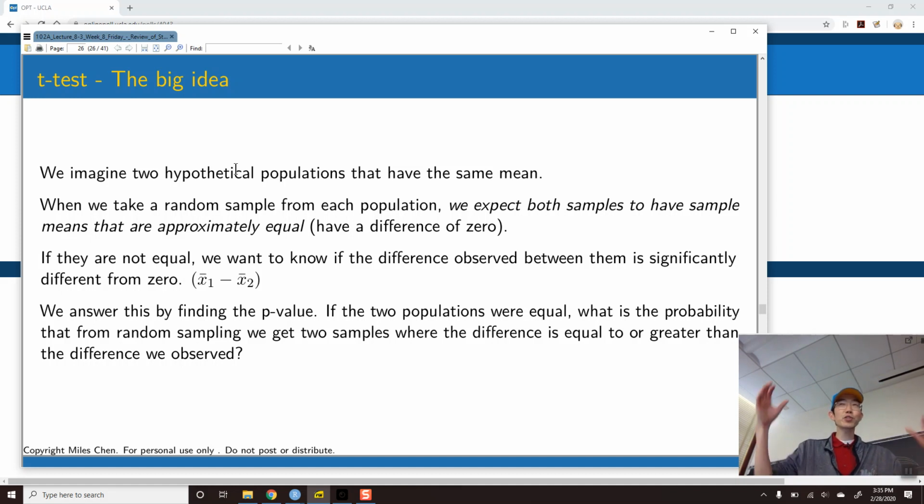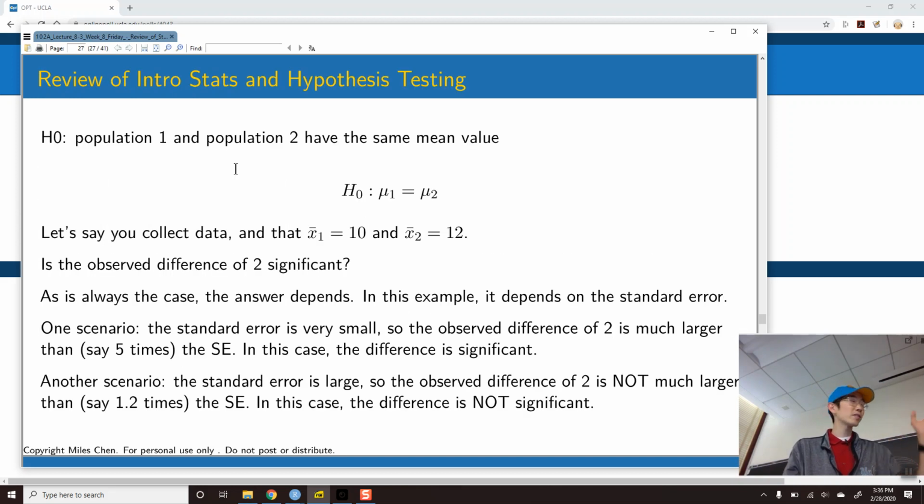If the two populations truly were equal, then what's the probability that this random sample and this random sample have a difference of whatever we observe? Just to put some numbers here, our null hypothesis would be that mu1 and mu2 are equal. Let's say sample 1 has a mean of 10, sample 2 has a mean of 12, so I have an observed difference of 2 points. Is that observed difference of 2 significant? We can't answer it without more information. It all depends on how big the standard error is, right?